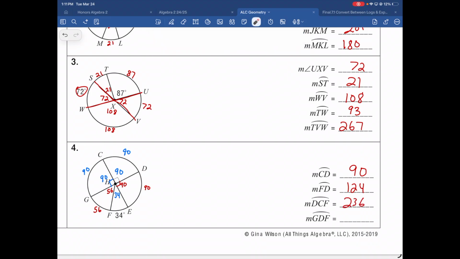And the last one is GDF. Where's F at? So it's all of this, right? Yeah. So I could do 360 minus 56, right? Or I could add them all up. Doesn't matter. Either way, you get 304. Questions with that one?